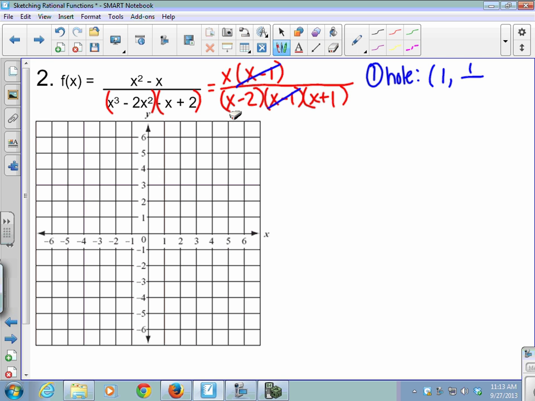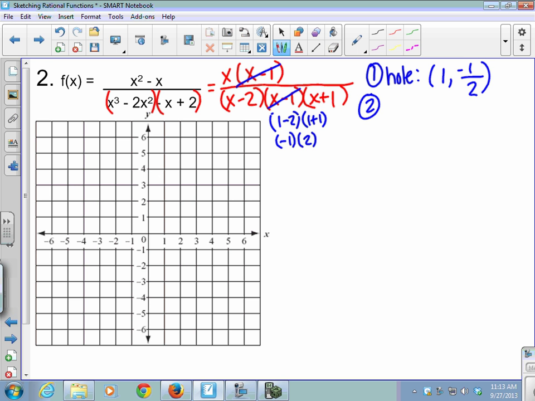And then when I plug 1 into these two factors, 1 minus 2 times 1 plus 1, that would be 1 minus 2 is a negative 1. 1 plus 1 is 2. So this would be a negative 2, and the negative is just going to come up and make the top negative. So I'm just going to write that as negative 1/2.